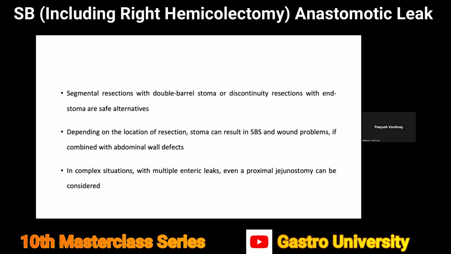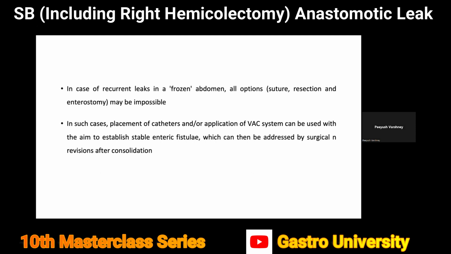If reanastomosis cannot be performed, the bowel tissues are not healthy, and we think that the anastomosis is going to leak, then making a stoma is a more feasible and safe option. Although making a stoma is safe, it can lead to post-operative complications like stomal problems as well as short bowel syndrome associated with abdominal wall defects. So the decision should be made very carefully. And in complex situations with multiple enteric leaks, even a proximal jejunostomy can be considered if no other option is available. In cases of recurrent leaks or frozen abdomen, all other options are impossible.